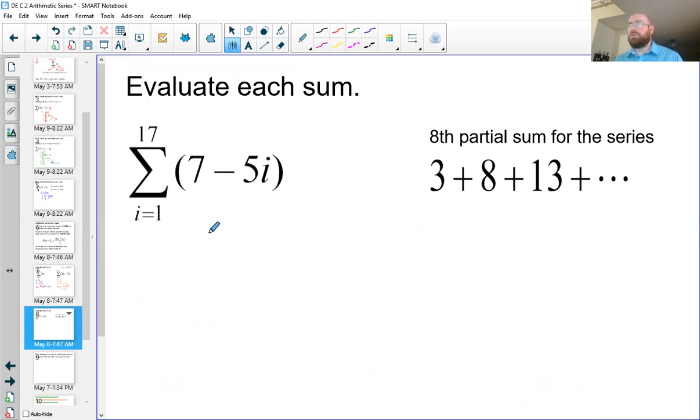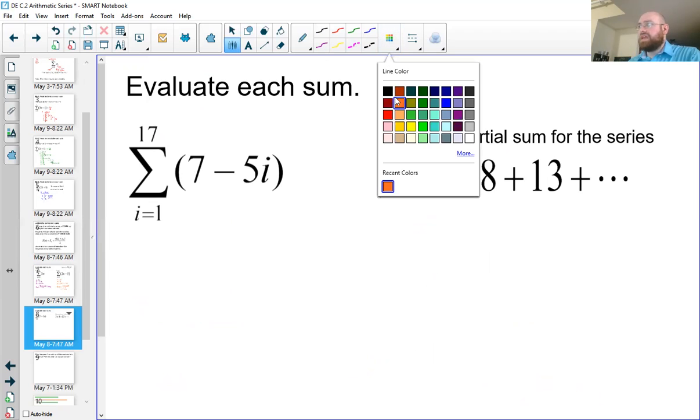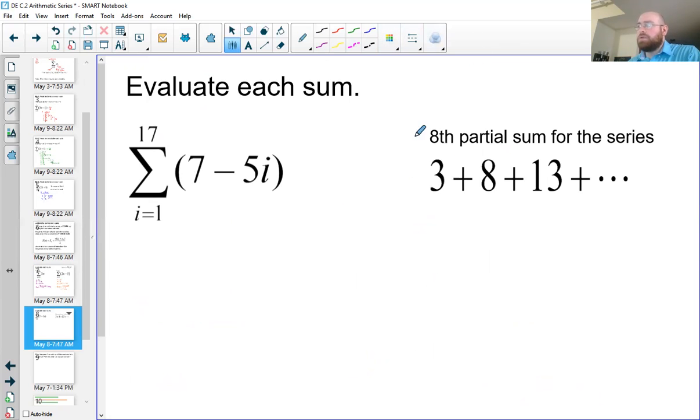So let's do a couple more examples. This one, even though we could realistically make a table with 17 columns, it's not going to be the most fun. So let's not. So we need to know n, a1, and an. So n is 17, that's the upper bound. A1 is, if we plug in 1 for i, we get 7 minus 5, which gives us 2.